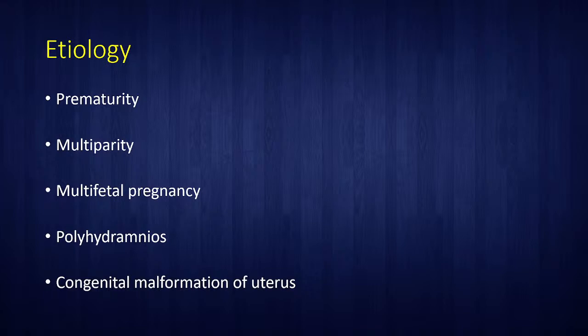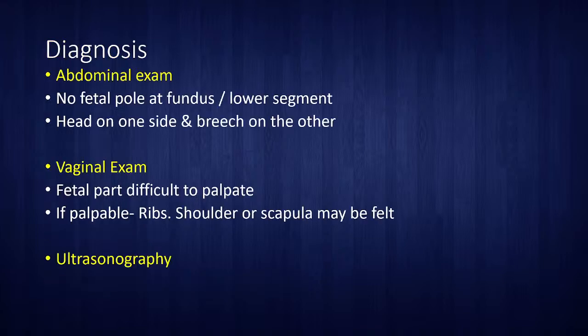Etiology is similar to that of the breech also sometimes, like prematurity, multiparity, multifetal pregnancy, polyhydramnios and congenital malformation of the uterus. Diagnosis by abdominal examination, you cannot feel anything in the upper part of the uterus and also in the lower part of the uterus, because the upper pole, lower pole will be empty and fetus will be in transverse in the middle. Then head on one side and breech will be on the other side.